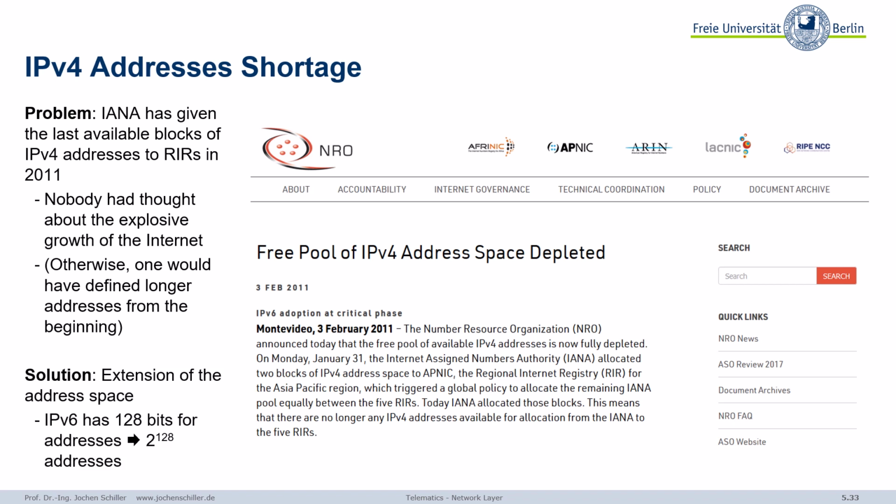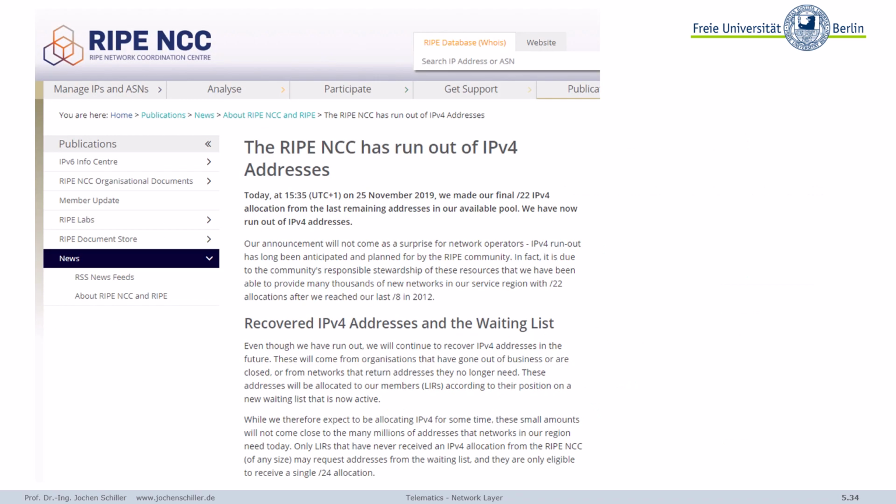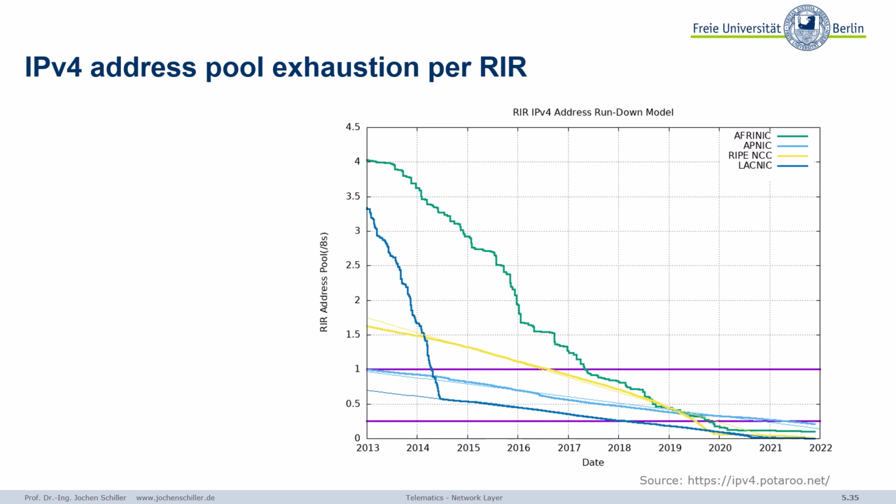IP version 6 has 128 bits, so we have 2 to the power of 128 addresses, which is quite a lot. A bit later, a similar thing happened in Europe, for example. RIPE ran out of IP version 4 addresses, and that means no more IP version 4 addresses. Well, what has been done? The address pool, as you see here for the different RIRs, you see how many addresses are left. It goes down for all of them.